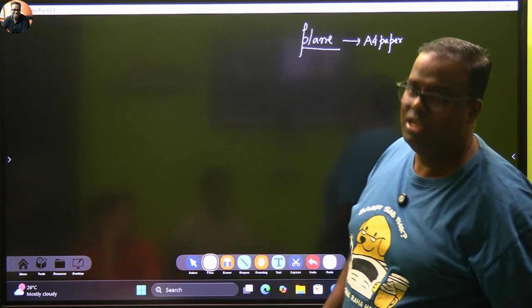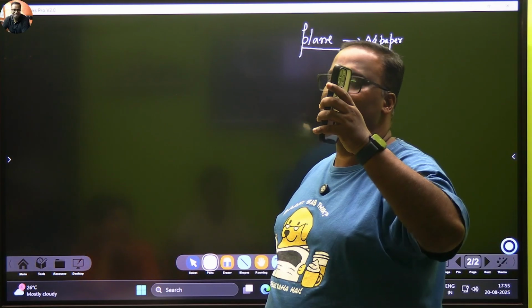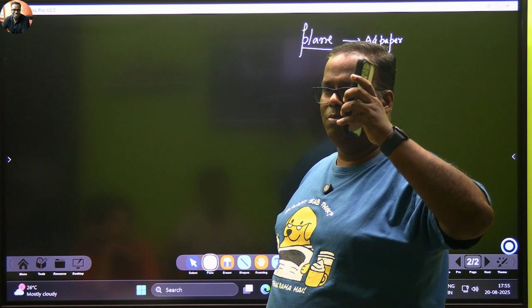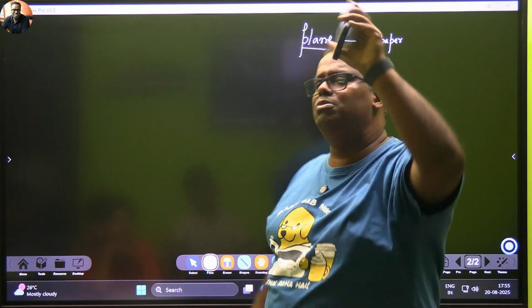So let me say this mobile phone of mine. This is a plane in space. This is a plane. These are the two easiest planes: horizontal plane, vertical plane. There can be an inclined plane. There's this. So how many planes are possible? An infinite number of planes are possible.